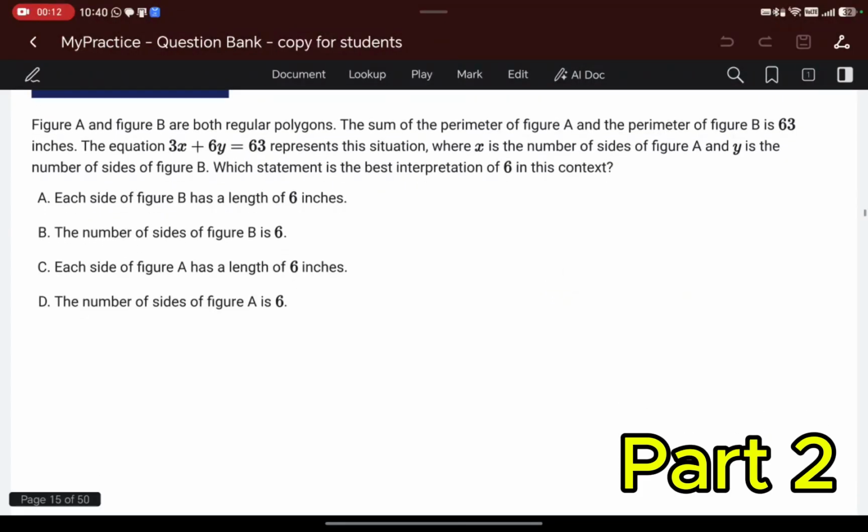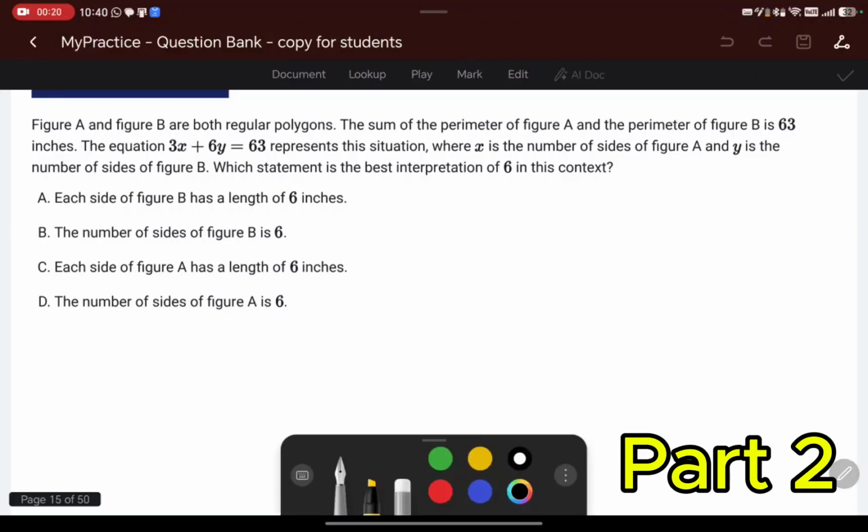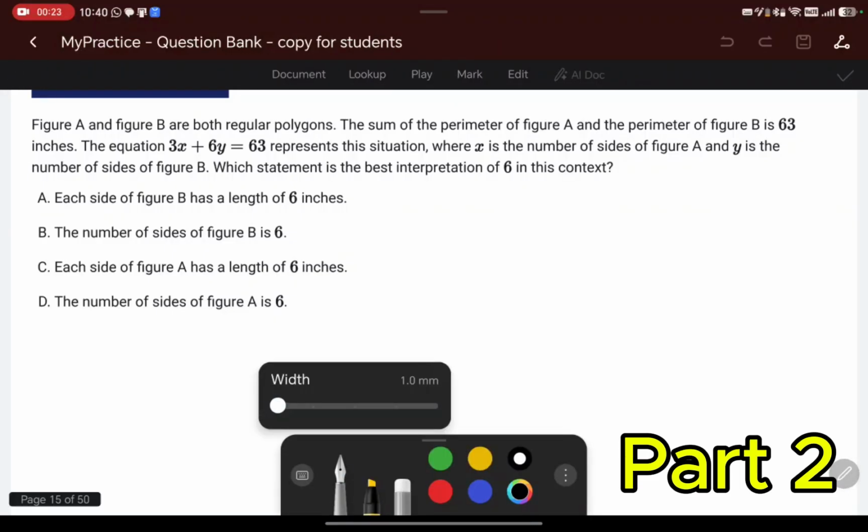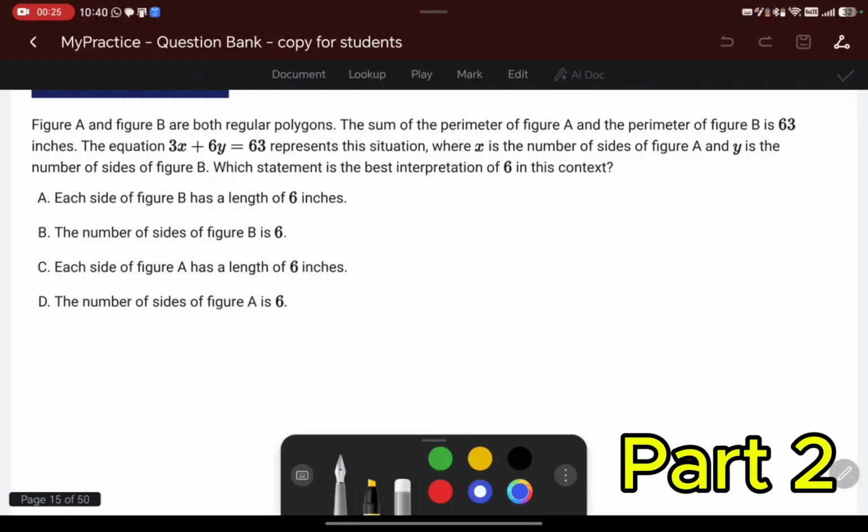Continuing our questions from Bluebook. In this question, we have two figures that are compared with each other. What is to be looked at? Number one, we have the sum of their perimeters. So for the perimeter formula, you need to keep in mind side length multiplied by number of sides.